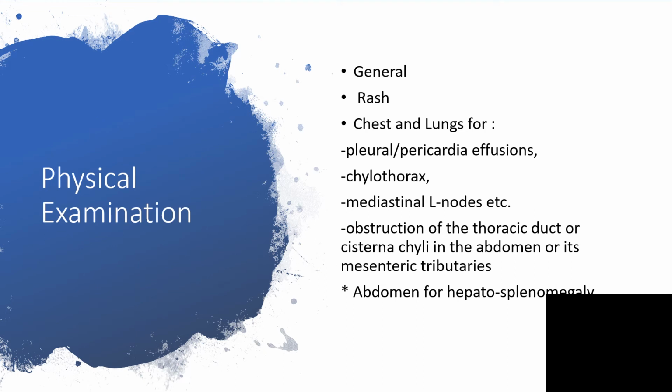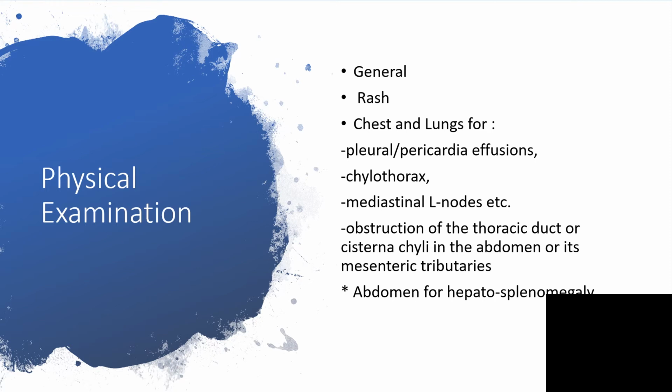After the history, then you have physical examination. You have to look at the general appearance of the affected person, whether it's cachectic or giving the clue of weight loss, malaise, weakness, any obvious distress or dyspnea, and so on. Then check for rashes and scratch marks, signs of itchiness, because lymphoma could be pruritic.